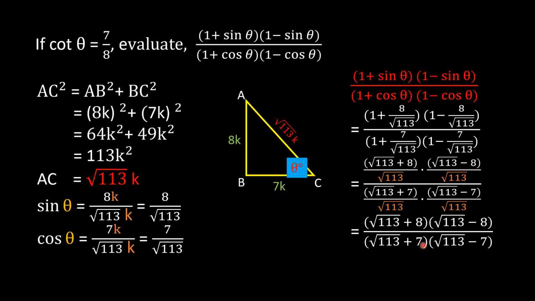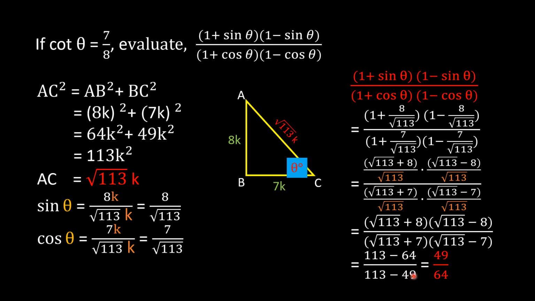Now the product of these two terms and these two terms will be 113 minus 64, because this is of the form a plus b multiplied by a minus b. So this product will be a squared minus b squared. Under root 113 squared will be 113 and 8 squared will be 64.